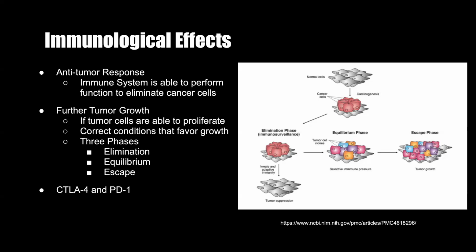Another aspect to look into is CTLA4 and PD-1. As the functions of the immune response become impaired, tumor cells can take advantage of the situation to continue growing. And Kim will talk more about these certain scenarios.